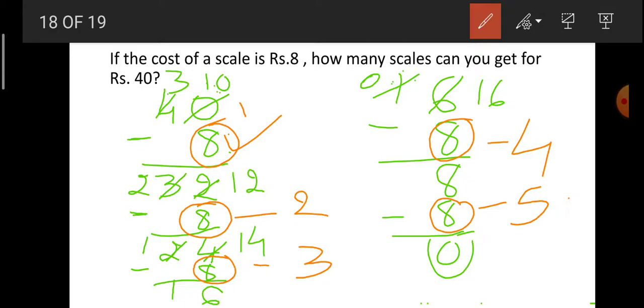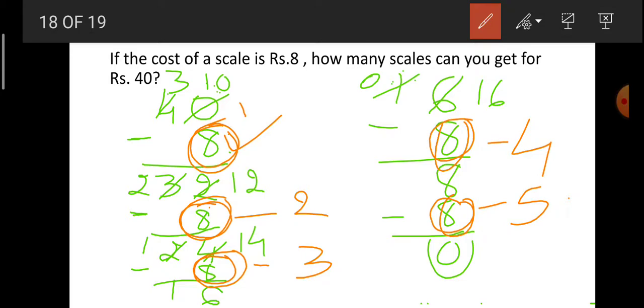See what I did. Every time I have done subtraction, I have subtracted the same number. 8 here, also 8 I subtracted. Here also 8. Here 8. Here also 8. Every time I am subtracting the same number. This is called as what? Repeated subtraction. When we are doing repeated subtraction, it will take more time.